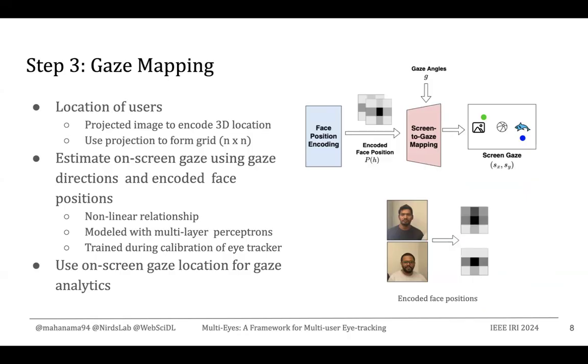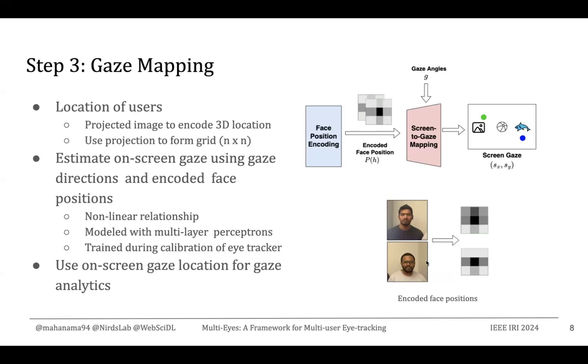Now, this brings us to the final step of the pipeline, which is the gaze mapping, where we map the gaze directions into real-world objects or targets. Since we use a screen as the interaction interface, we map the gaze directions into on-screen coordinates. As the first step, we need to estimate the location of the users in the 3D space.